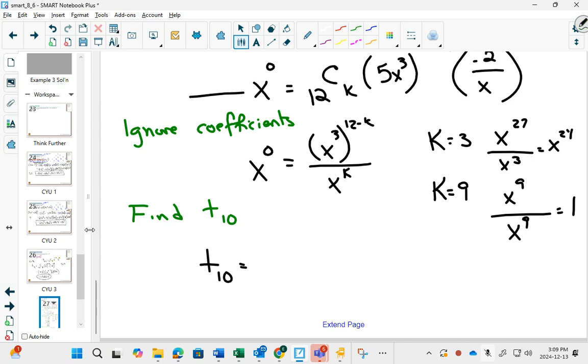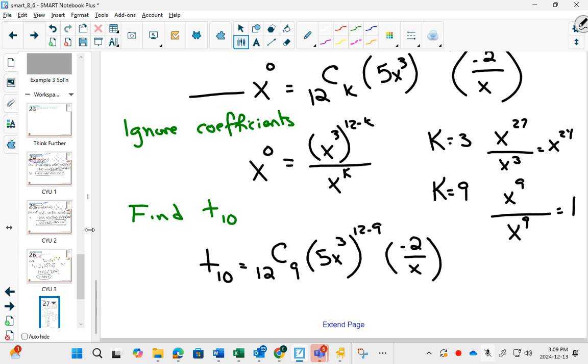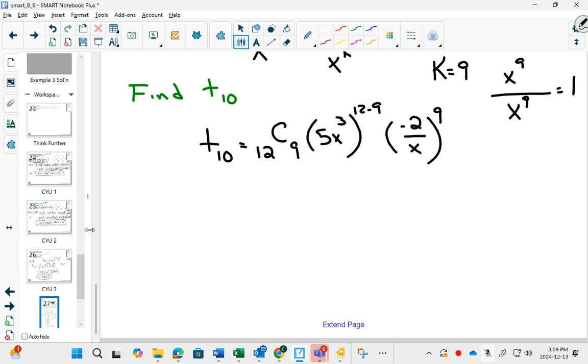Term 10 equals 12 choose k, where k is 9. A was 5x cubed to the 12 minus 9, and B was negative 2 over x to the 9. Go to your calculator: 12 choose 9 is 220.